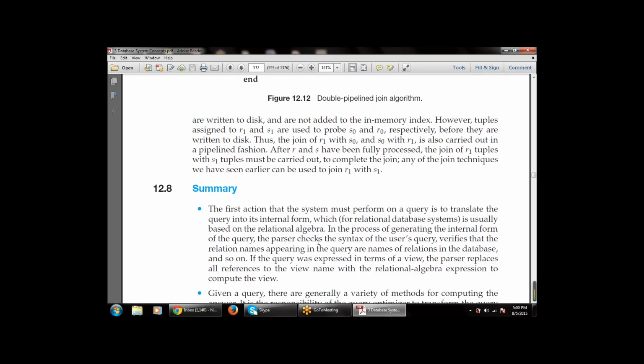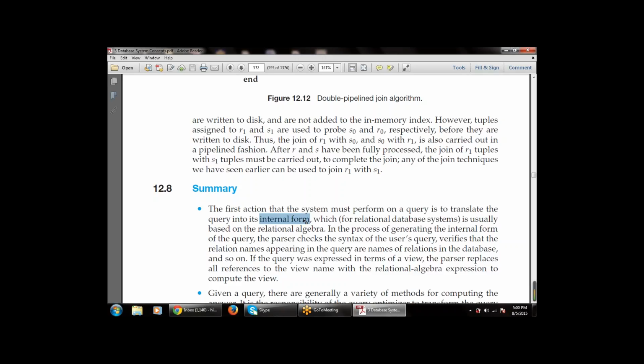The first action that the system must perform on a query is to translate the query into its internal form. So the first step that the system must perform on a query is to translate the query into the internal form, which is usually based on the relational algebra. That is done by the parser, that is, the translator.